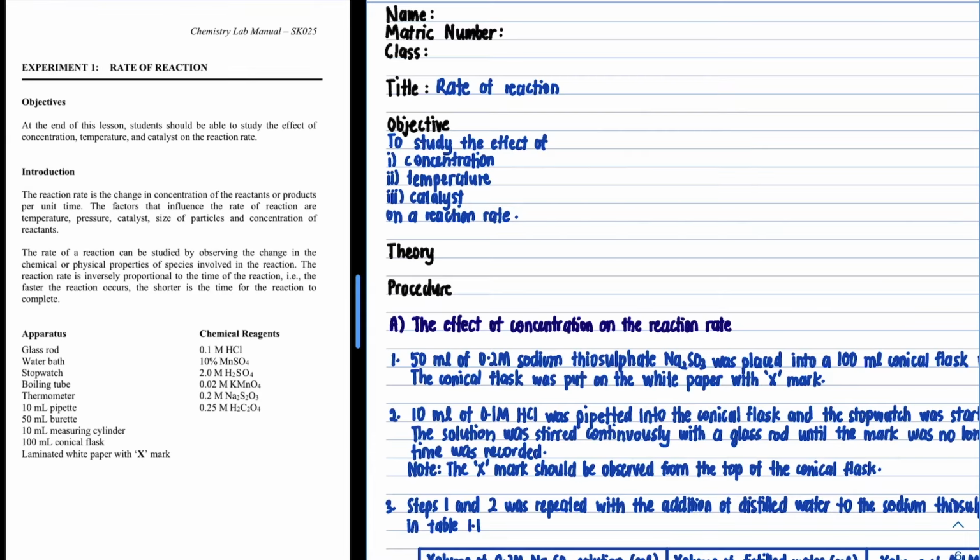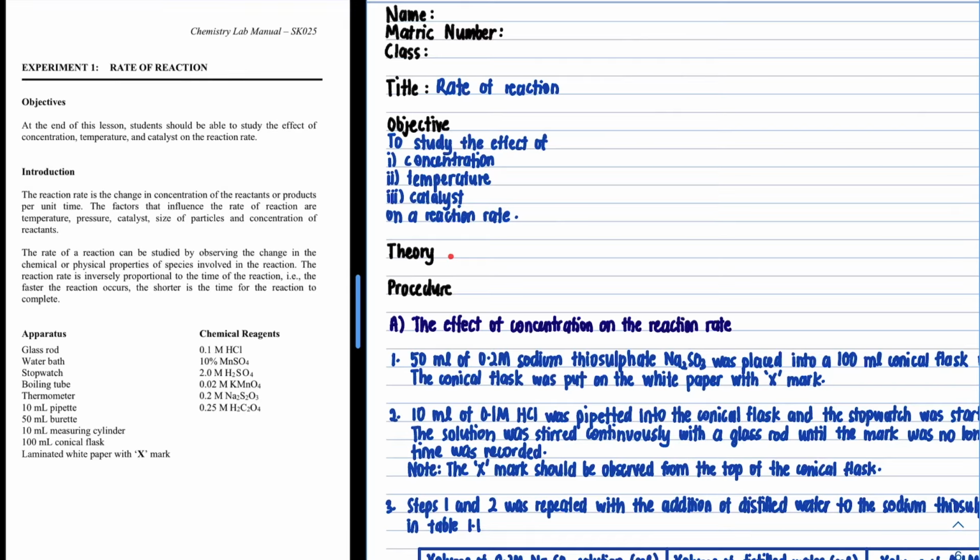Why? Because when we write down the conclusion at the end of the lab report, the conclusion has to answer the objective again. So when I divide it into 3, it will be easier for you to see that for your conclusion, you need to have 3 conclusions as well. So that is for the objective.